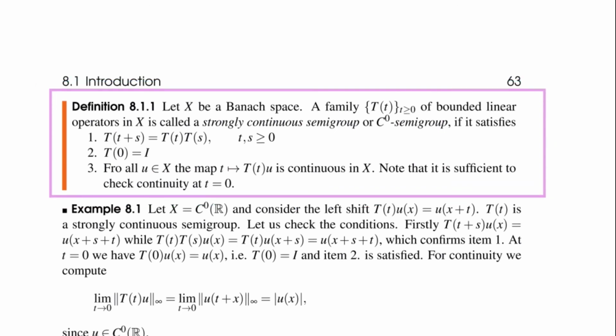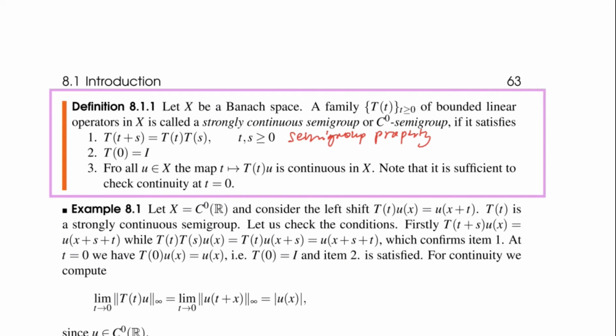So we consider a family T(t), t larger or equal 0, of bounded linear operators on a Banach space X. And this is called a strongly continuous semigroup, or C0 semigroup, if it satisfies three conditions. One is T(t plus s) is T(t) times T(s). This is also called the semigroup property. And then T(0) is the identity.